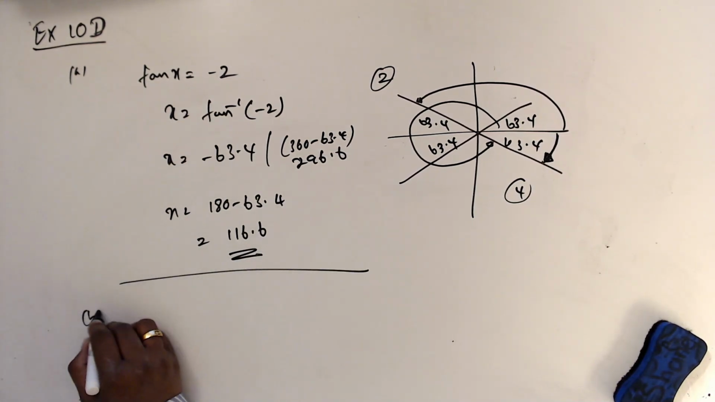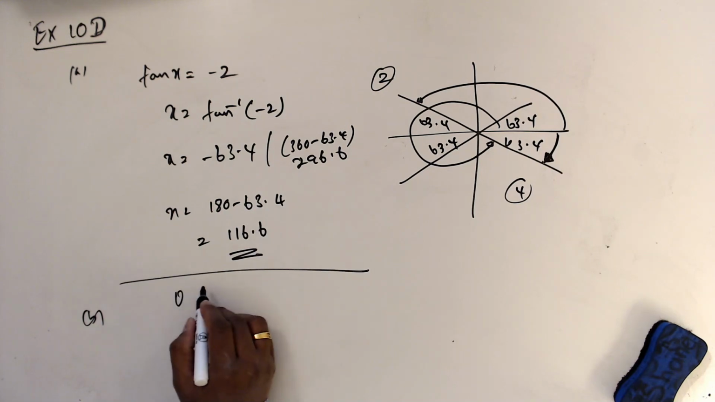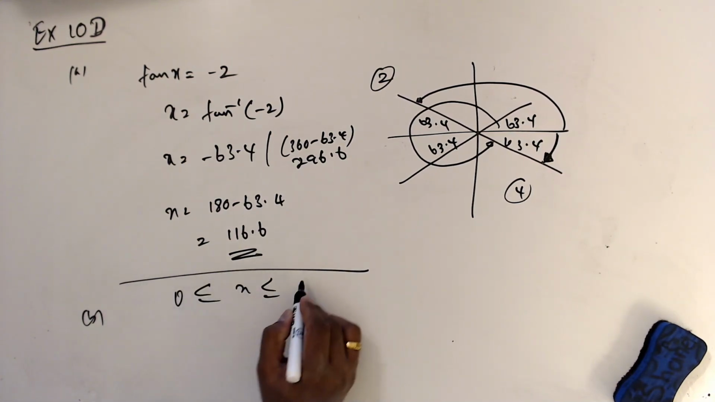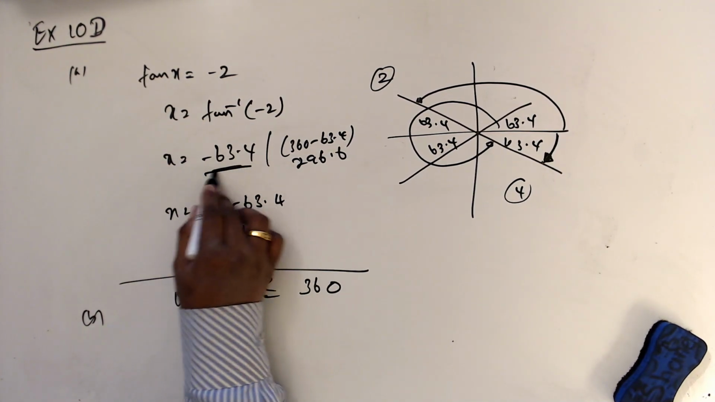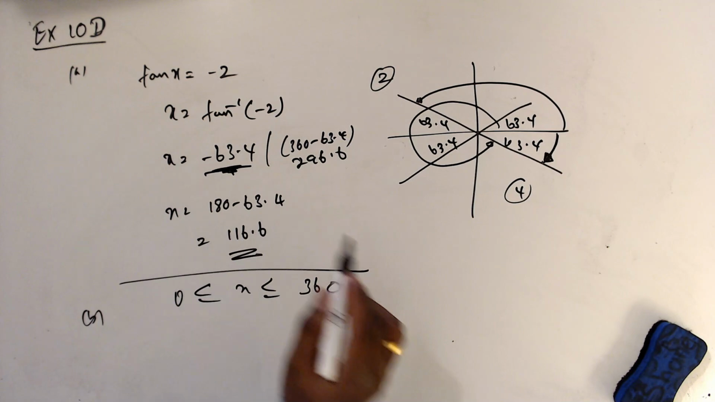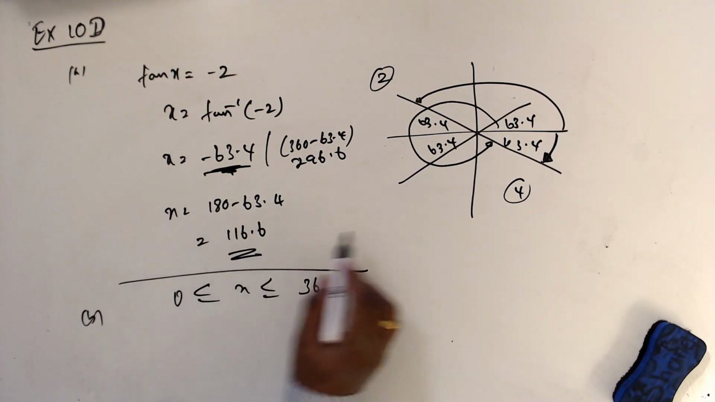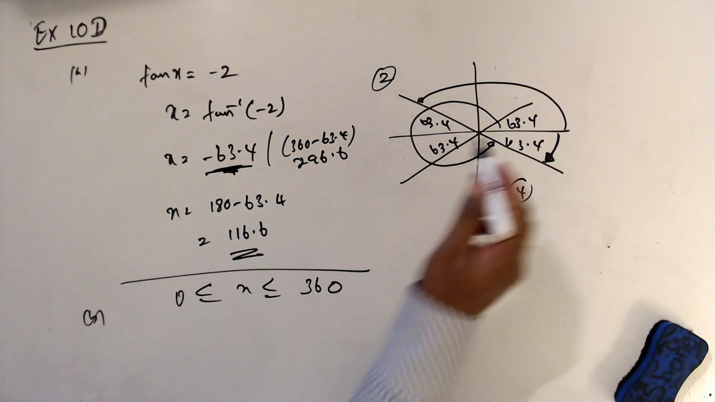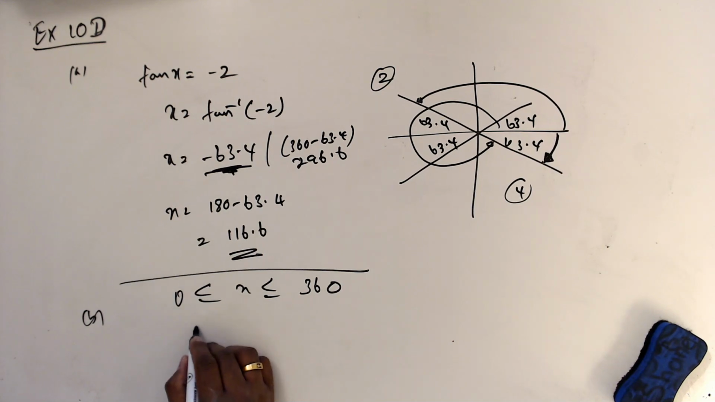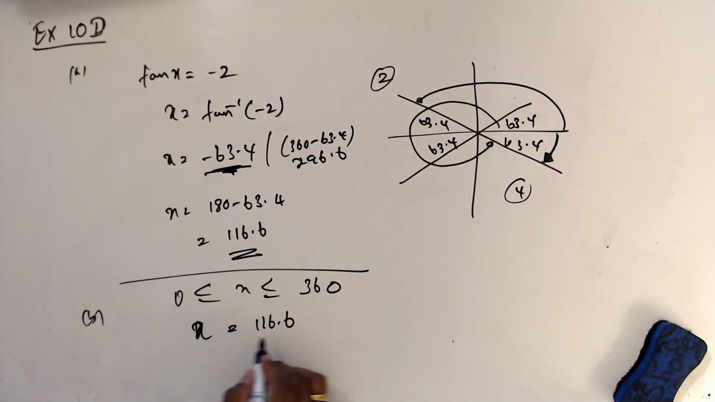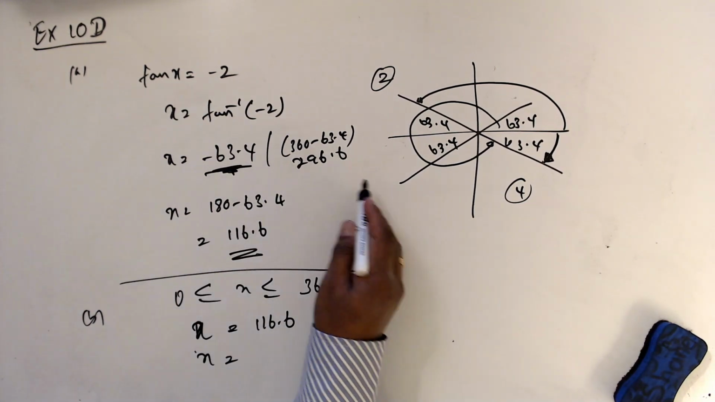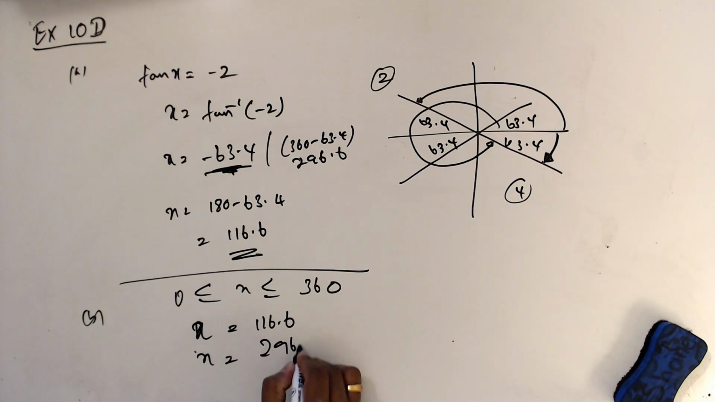So in part B, they are requesting the range 0 less than x less than 360. Then I can't take this one. Then first we have to measure positively everything. So first answer is x is 116.6 and the other answer is 296.6.